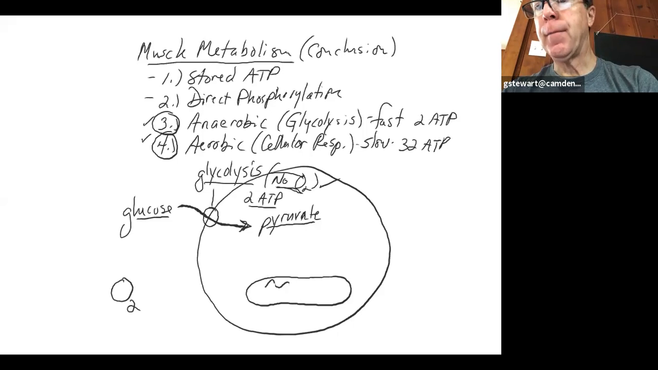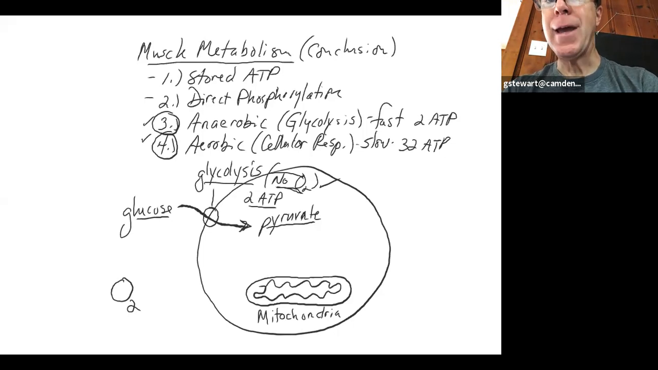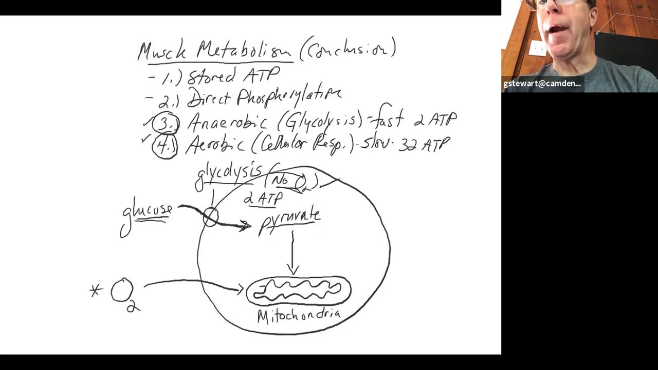Here's a mitochondria in the cell, in a muscle cell. Let me label that. So step 3 and 4 are actually processes. Step 4 is a continuation process of step 3 if we have oxygen present. And what happens is the pyruvate goes to the mitochondria. That's our energy source from our glucose. The oxygen also goes to the mitochondria. And this is where, in the mitochondria, cellular respiration actually occurs.